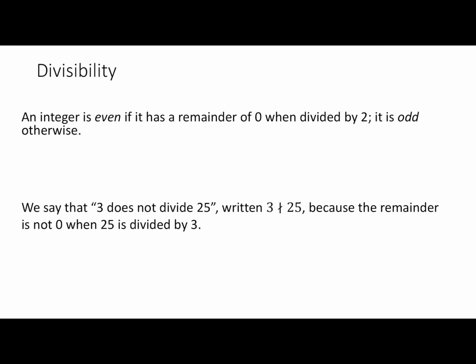So we say an integer is even if it has a remainder of 0 when we divide by 2. Otherwise, the number is odd.